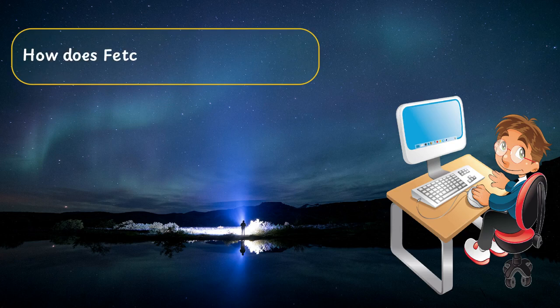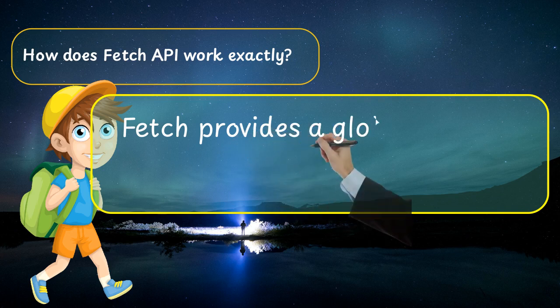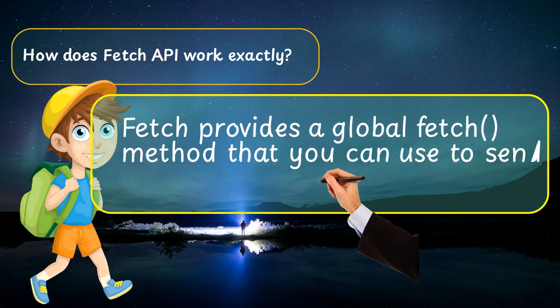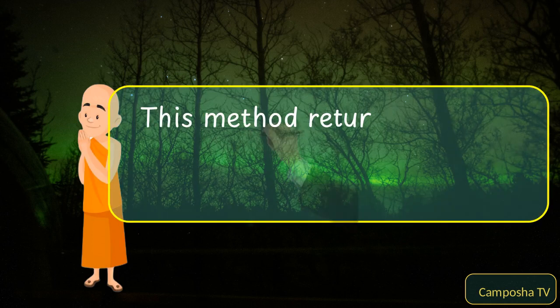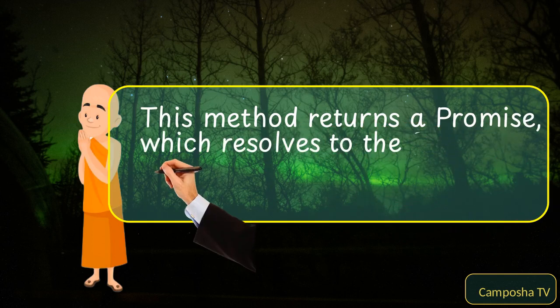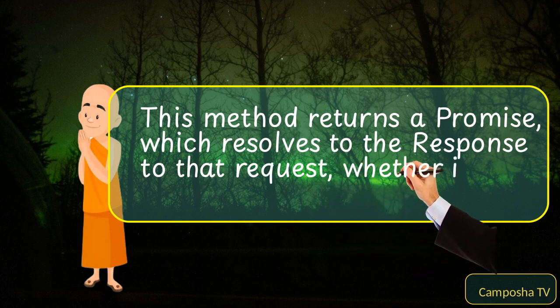How does Fetch API work exactly? Fetch provides a global fetch method that you can use to send requests. This method returns a promise, which resolves to the response to that request, whether it is successful or not.